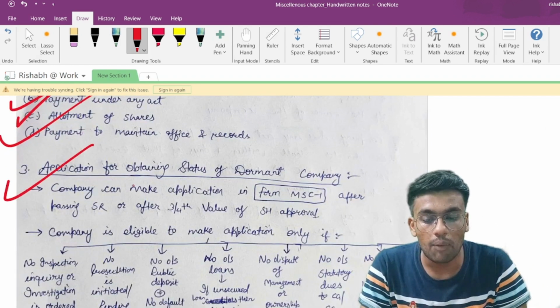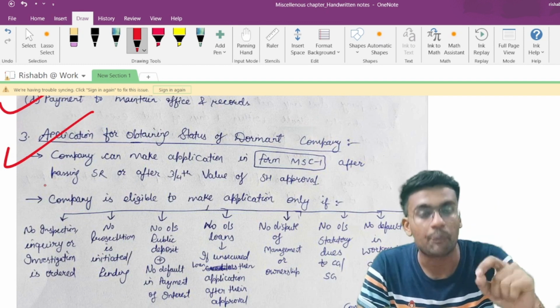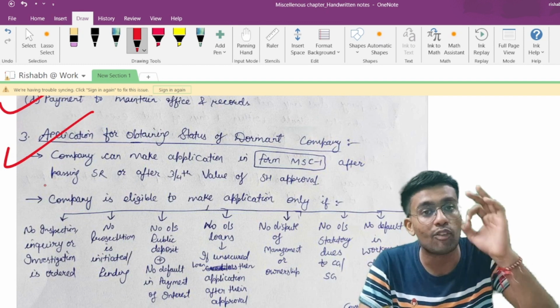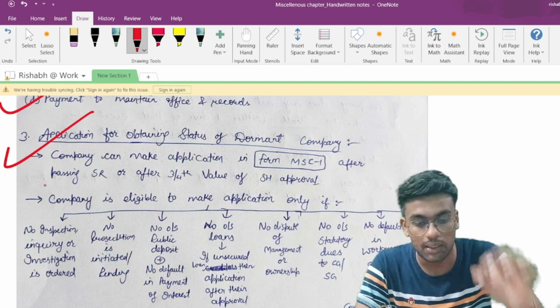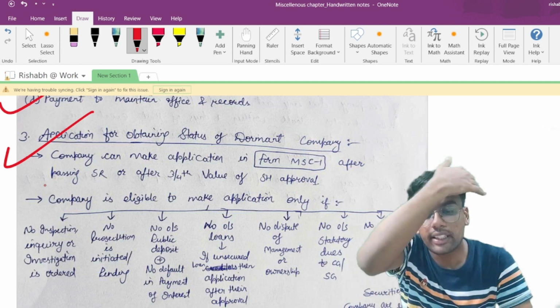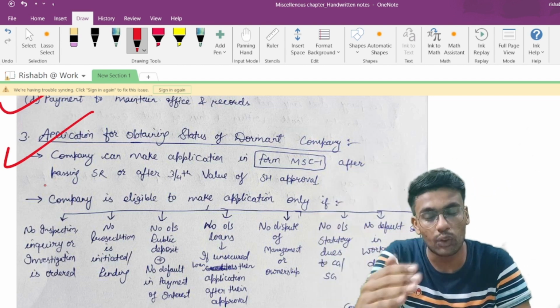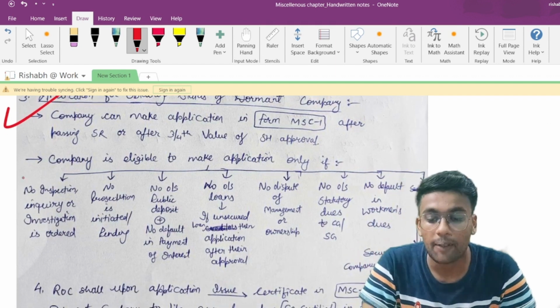Now, the application for obtaining the status of a dormant company. The company must make the application in form MSC1. This MCQ was again asked in my examination: what is the form under which the application is to be submitted? It is form number MSC1. After passing a special resolution, or after approval of 3/4 of the value of the shareholders, an application can be filed with the registrar for obtaining the status of a dormant company.